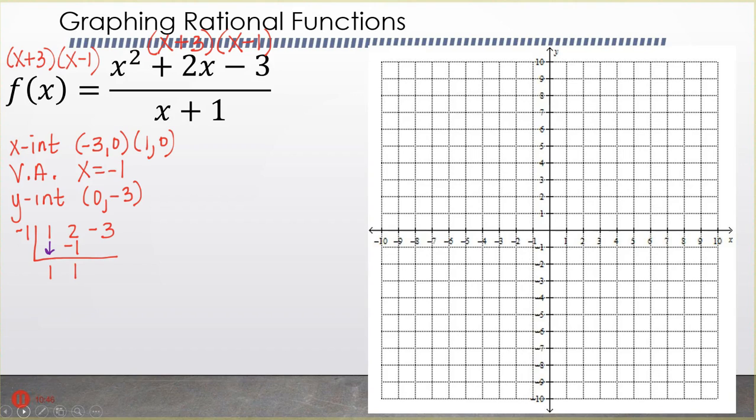You really just need the first two because we're interested in the slope and y-intercept. So this represents the slope and B is your y-intercept. So you have an oblique asymptote or slant, and that's going to be at y equals 1x plus 1. So let's plot our critical points and graph our asymptote.